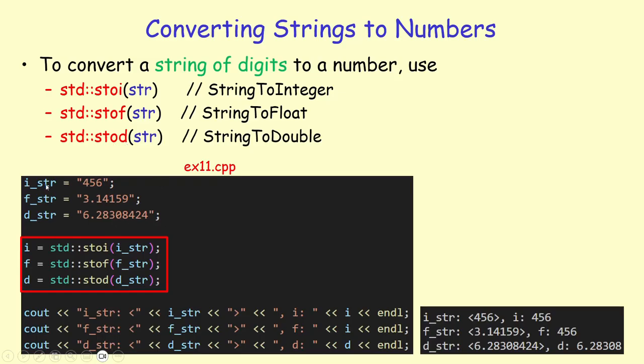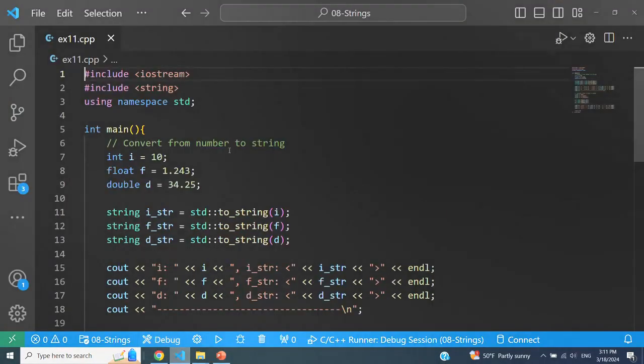Here is an example. So I've got i_string, f_string, d_string, and these are the numbers that each of these strings represent. In the first example, I'm calling stoi to convert the first string into an integer, which would be 456. In the second one, I would be calling stof to convert this floating point number represented as a string into a floating point number, a float actually, 3.4159. And finally, I am calling stod to convert this string into a double. Again, this is example 11. Let me go there and run the example.